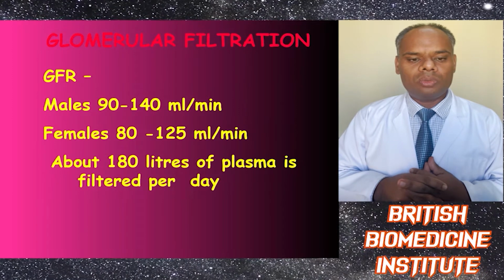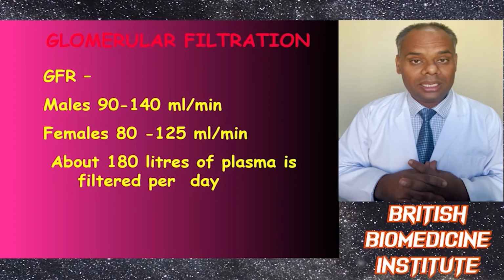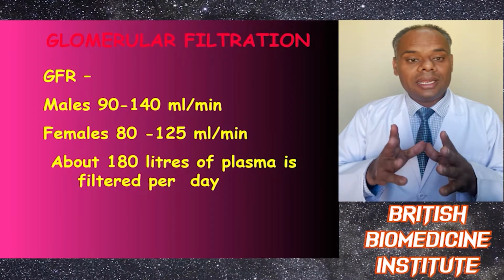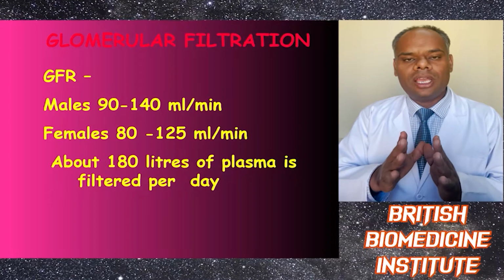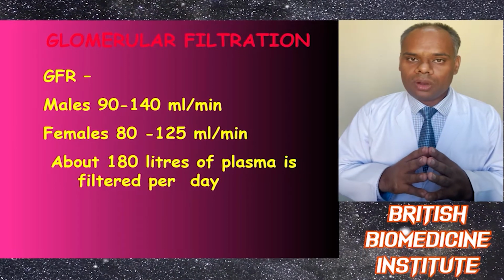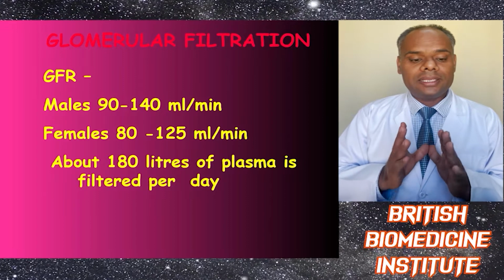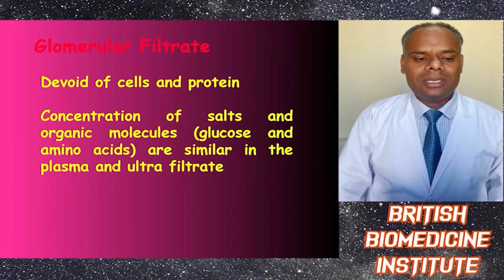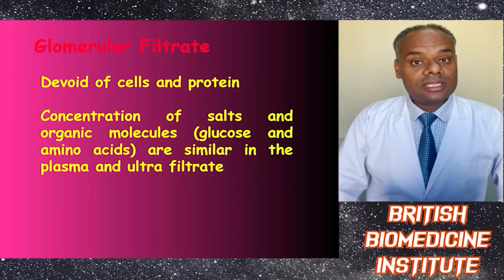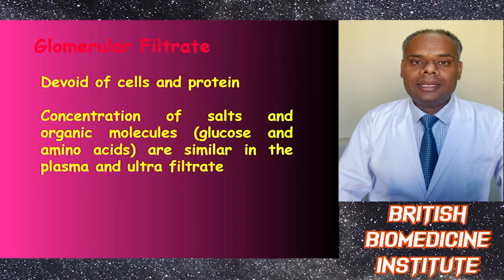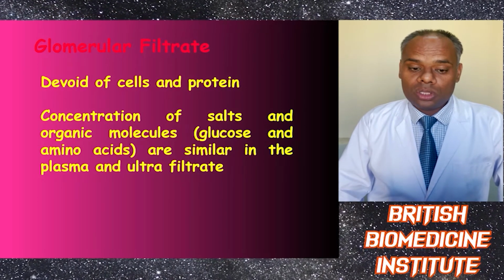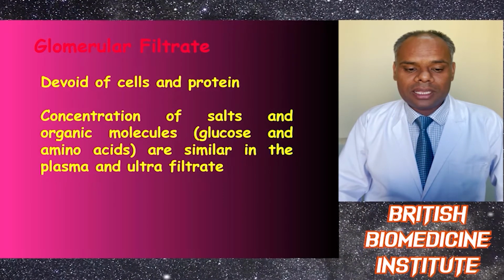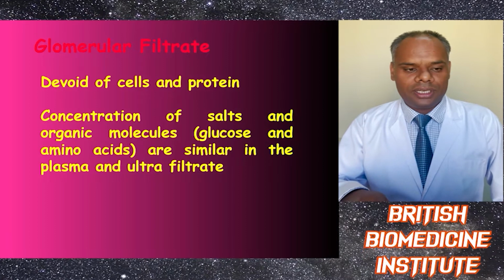GFR, the full form is glomerular filtration rate, and in males it ranges from 90 to 140, whereas in females it ranges from 80 to 125 ml per minute, and about 180 liters of plasma is filtered every day. The glomerular filtrate is devoid of cells and protein, and the concentrations of salts and organic molecules like glucose and amino acids are similar in plasma and in the ultrafiltrate.